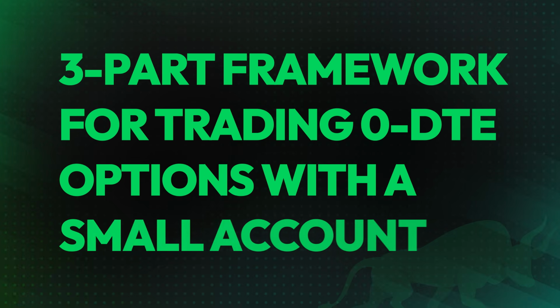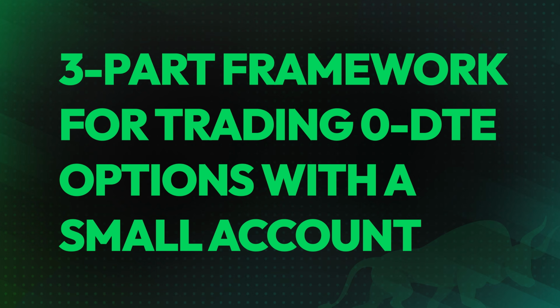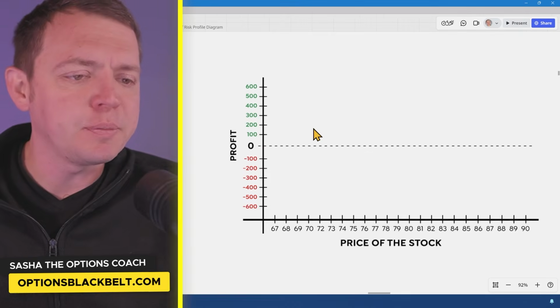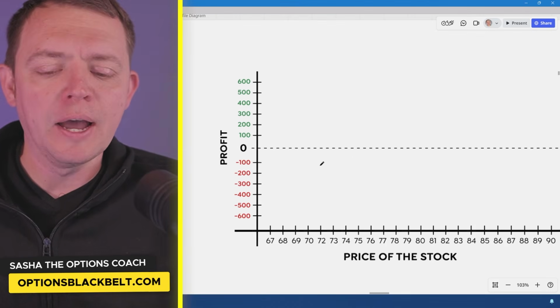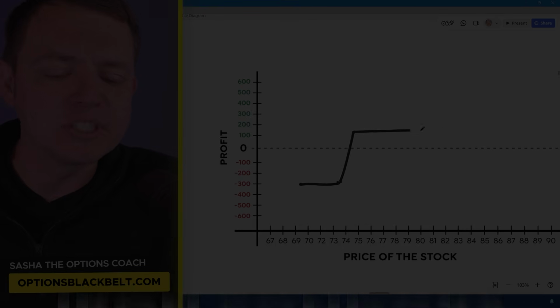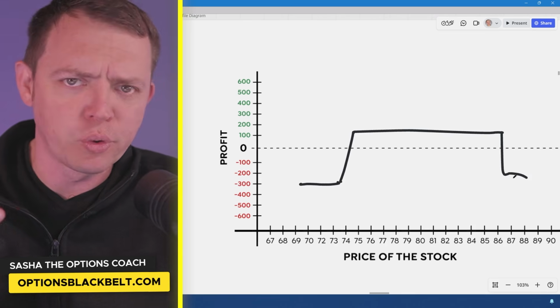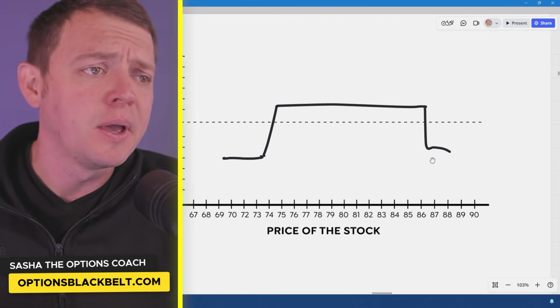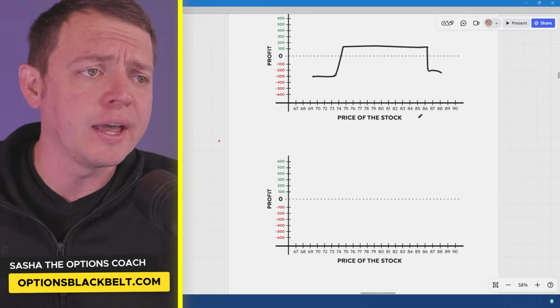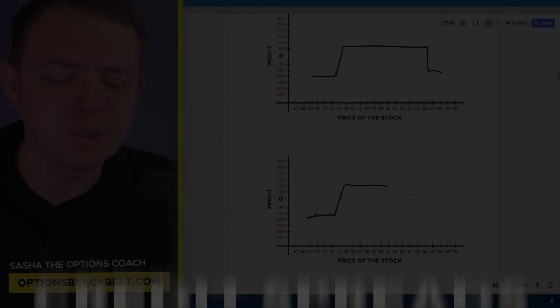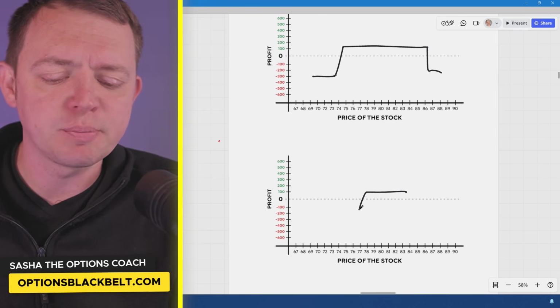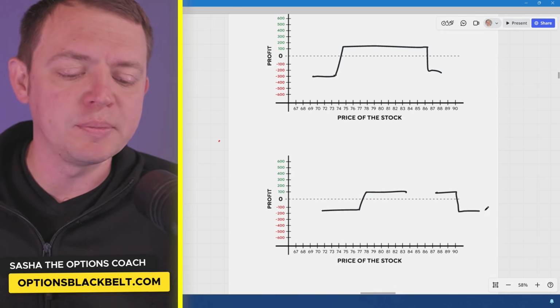Okay, so let me share with you the 3-part framework for 0 DTE options, trading them in a small account. The first thing that we want to look at is strategy selection. A lot of people are looking at iron condors when they're doing 0 DTE, or they're looking for shorter dated options. It could also be a 10-day option. The other thing that they're also looking at is credit spreads, whether that's on the put side, you're selling this credit spread, or the call side, you might be selling a credit spread.